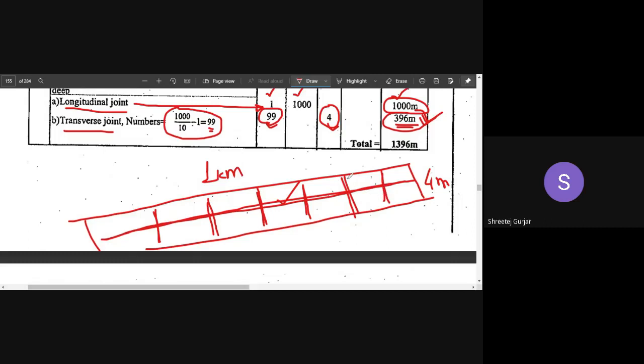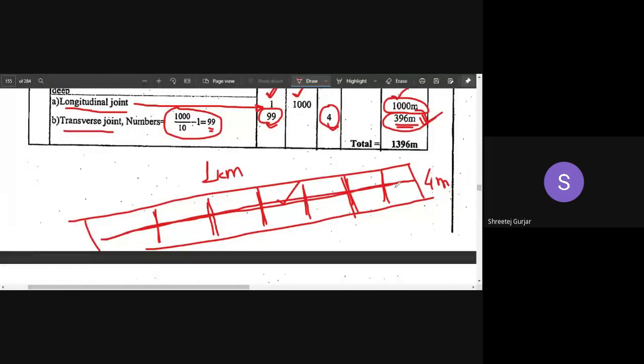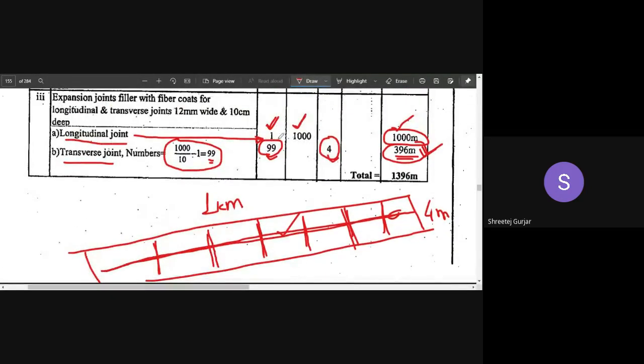Here you have your reinforcement bars, dowel bar, tie bars, and all those things you provide. So we have to calculate the total length of those joints and the bars which we need to provide. Longitudinal joint is 1 in number, 1000 in length. And transverse joints, 99 in number, and the length is 4 meter, which is the length of one bar. So 4 into 99, you'll get 396.